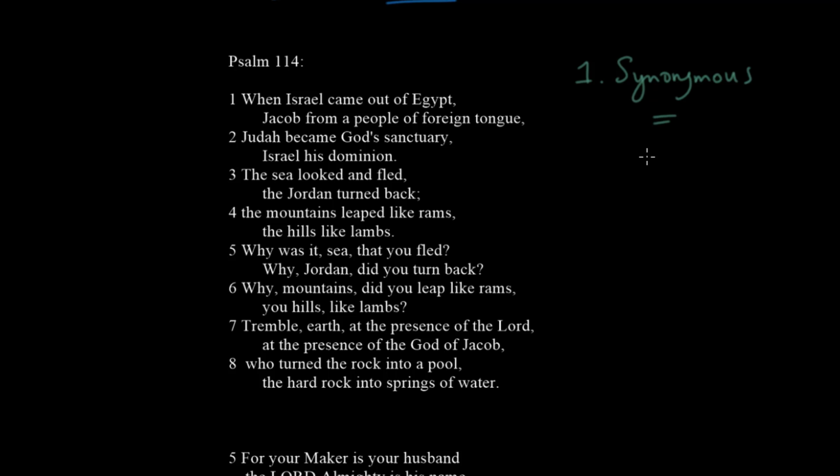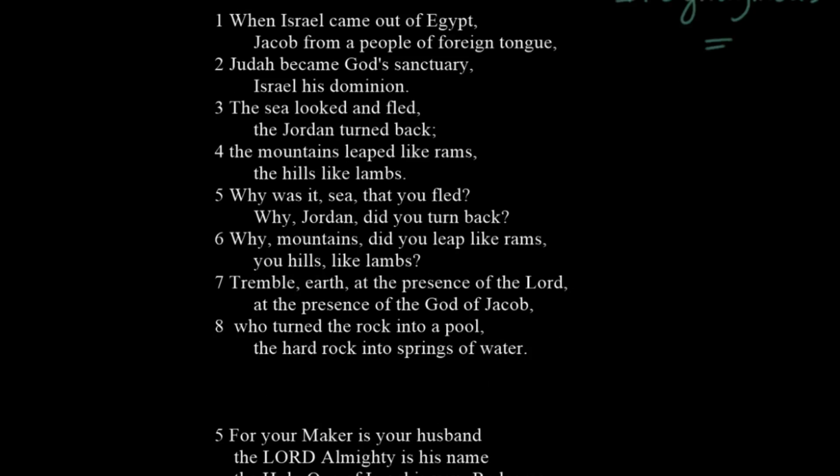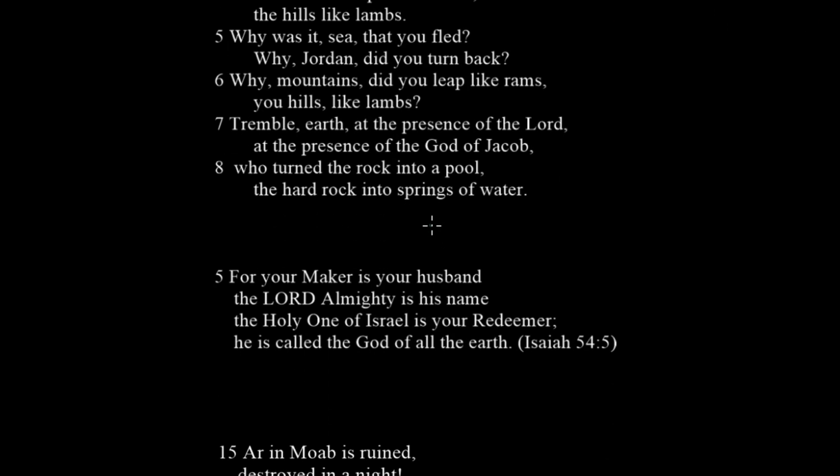The entire psalm consists of synonymous parallelism, and you can pause the video and read the psalm carefully, and you'll hear this. It's a very unique effect, all of this repetition. So verse 3 is a good example. "The sea looked and fled, the Jordan turned back," right? The lines are synonymous to each other. I should say this is quite rare for an entire psalm to be like this, which makes it stand out all the more. Our next example, and this is still synonymous parallelism, comes from Isaiah 54, verse 5.